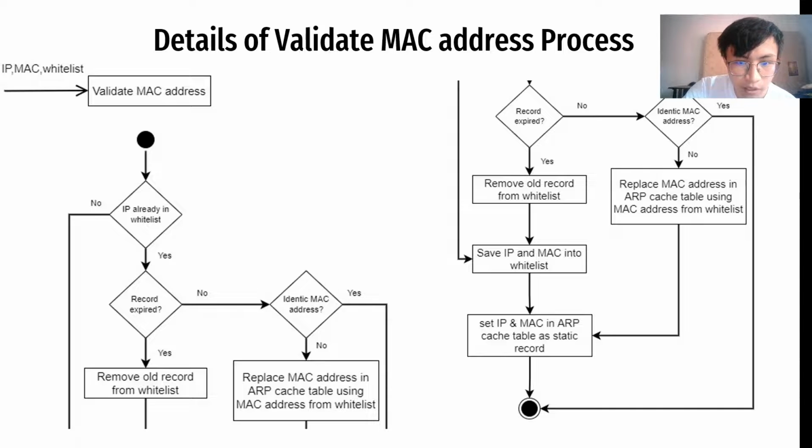If the IP is already in the whitelist, then the system will check whether the record is expired or not. If it is expired, then the new MAC address will replace the old MAC address in the whitelist and the ARP cache table. If an IP is in the whitelist and not expired, but the MAC address value is not identical, then it might be an ARP spoofing attack. The system will replace the MAC address in the ARP cache table and set it as the static record here.